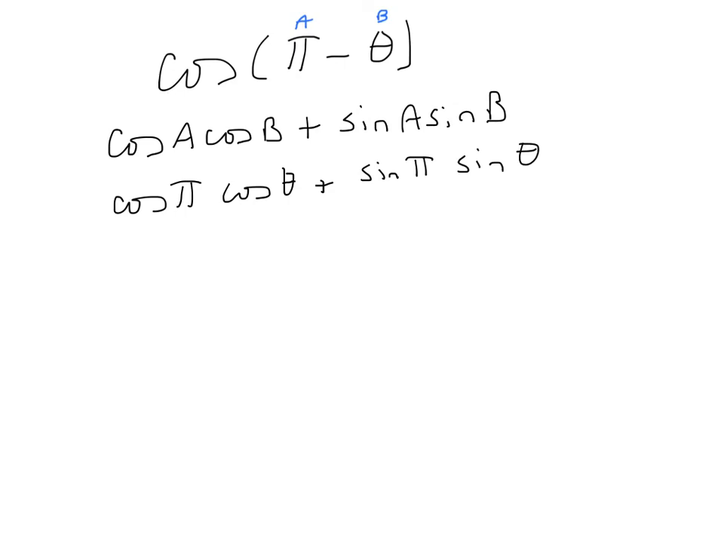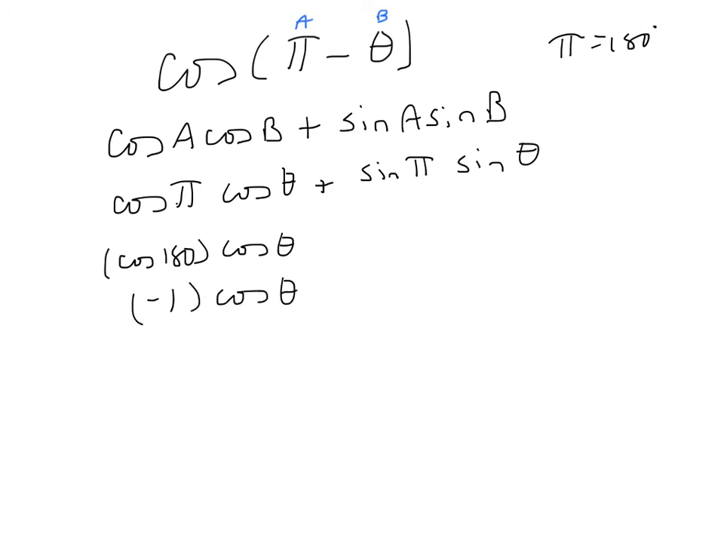Now remember that pi is 180. I probably should have written that, but pi radians is 180 degrees. So this is really the cos of 180. I could have saved myself a little time had I just substituted that appropriately. Cos of 180 is negative 1 times the cosine of theta. Sine of 180 is 0. So this is just going to go away. So my answer is going to be the negative cosine of theta.